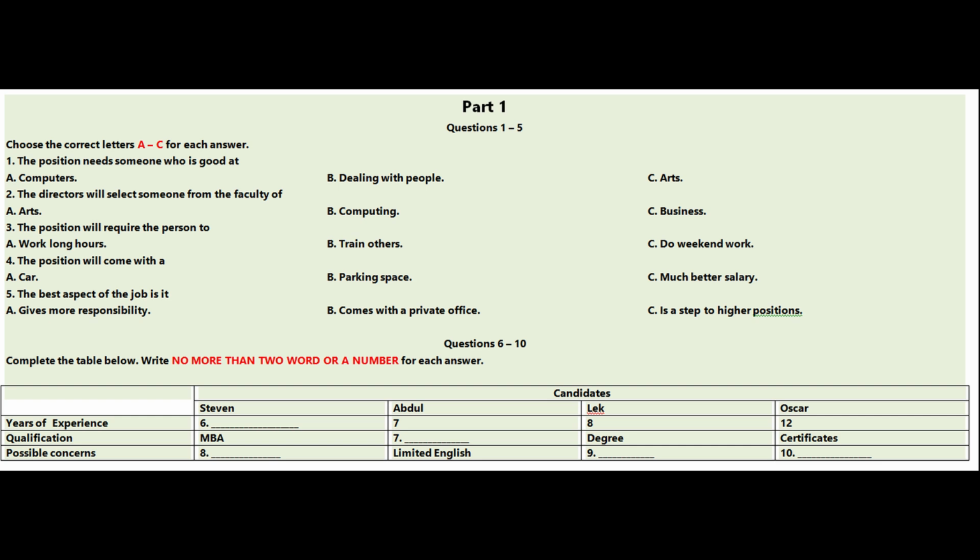But who's the most qualified? Stephen and Abdul have an MBA. Oh, sorry, Abdul's got something called a MBP, some foreign thing which translates as Master of Business Practice. I'm not sure what that is, but does he do the job well? Very well, apparently. Better than Lek and Oscar, who hold a degree and some certificates respectively. But we have to think about any drawbacks. You know, possible issues with any of them.